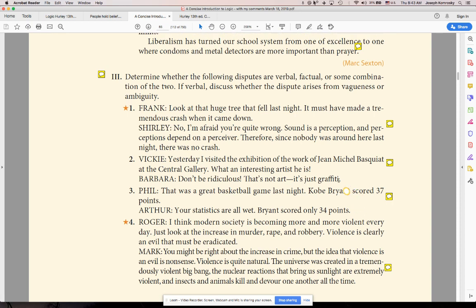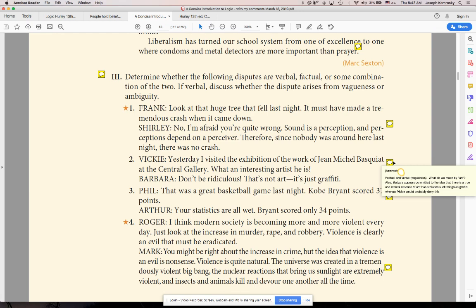Let's do another example. Let's do Vicky, number 2. Vicky says, yesterday I visited the exhibition of the work of Jean-Michel Basquiat at Central Gallery. What an interesting artist he is. And then Barbara comes along, don't be ridiculous. That's not art. It's just graffiti. What kind of dispute do you think that is? Do you think that's over facts, or do you think that's over vagueness or ambiguity?